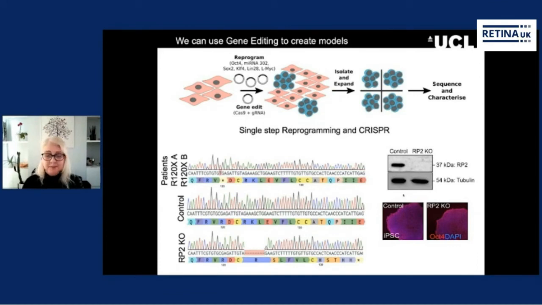We have actually CRISPR corrected RP2, but I don't have that data on these slides for you. Here we've used it to create another model by knocking it out. So not only do we have the patient cells where they have a full stop in the sentence, we also have gene-edited CRISPR knockout cells. And as you can see here, in a normal cell, we've got RP2, and in the CRISPR gene-edited knockouts, we have no RP2. So it's like the patient cells.